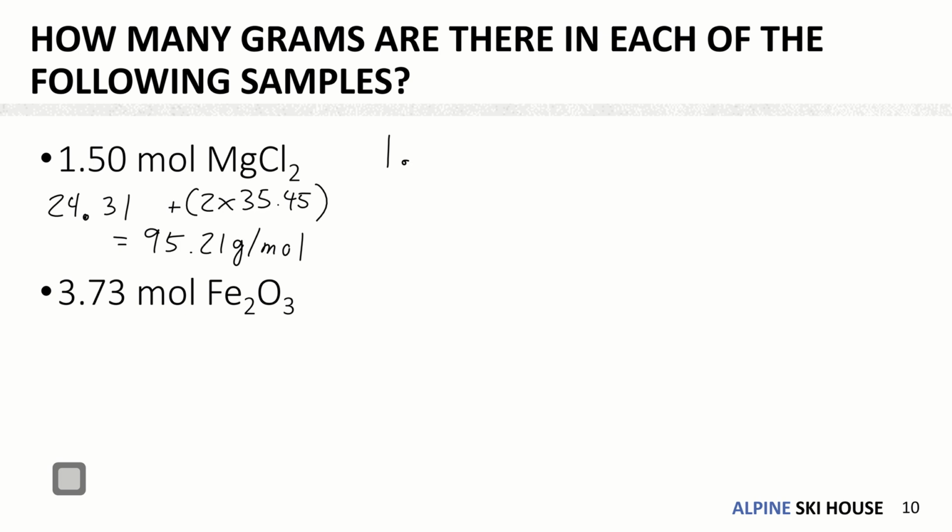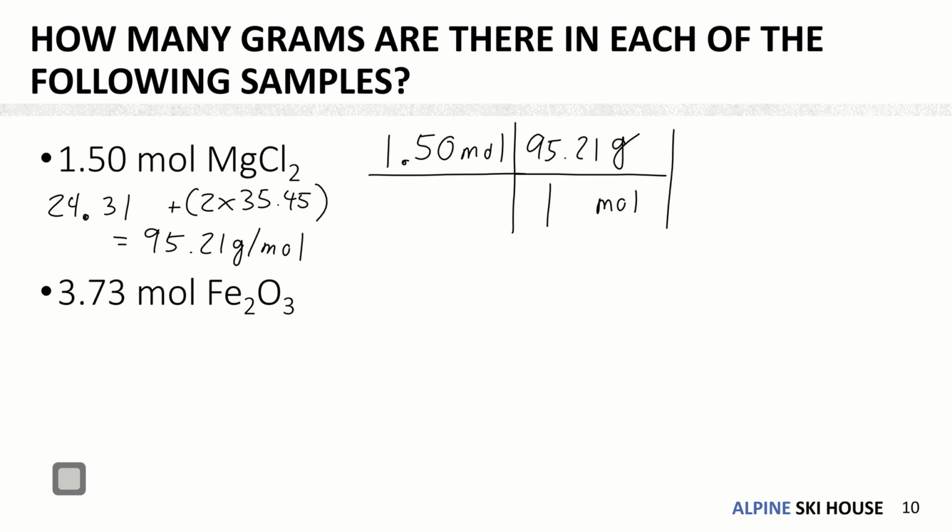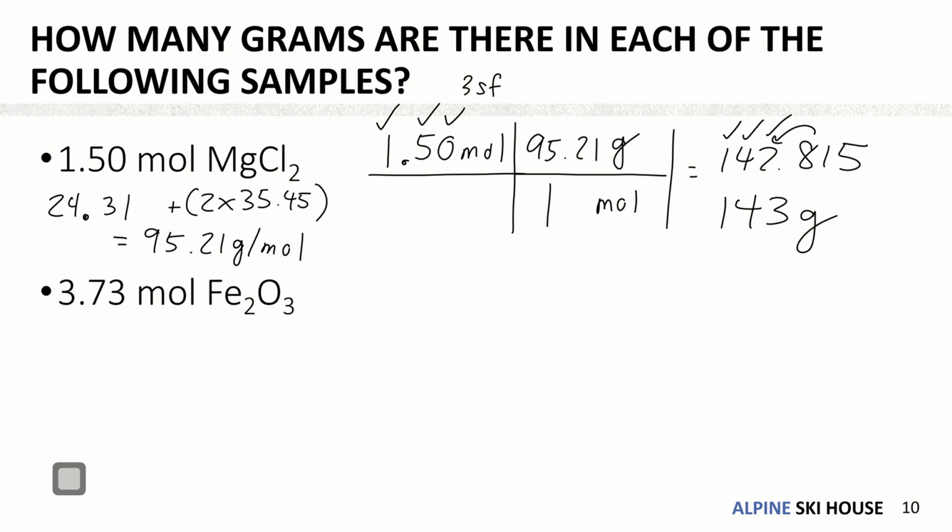I start out with the number given to me, 1.50 moles. I'm coming from moles, which goes on the bottom, going to grams, which goes on top. 1 mole, 95.21 grams. Multiply that out. I get 142.815. I have 3 sig figs this time in my starting number, so I'm going to keep the first 3 digits. The 8 will round the 2 up. So 143 grams is my answer.